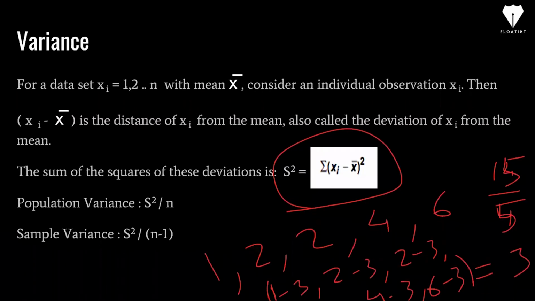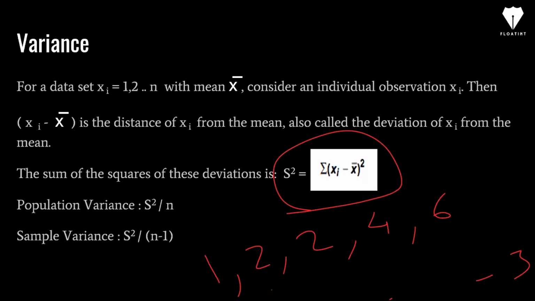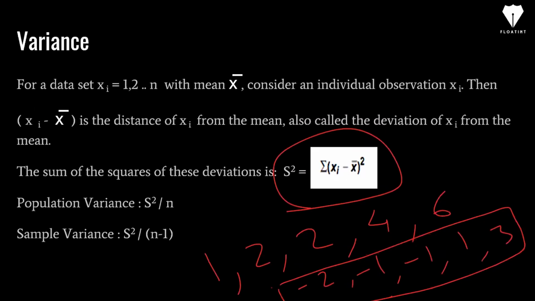So these are your values, which is effectively nothing but minus 2, minus 1, minus 1, 1, and 3. So these are the numbers that you got after subtracting each of the elements by the mean, right?